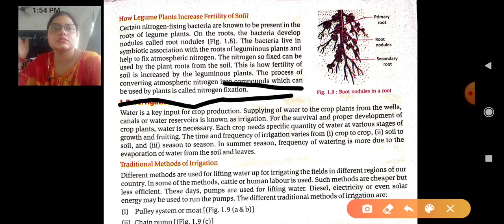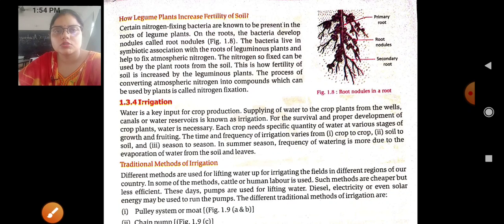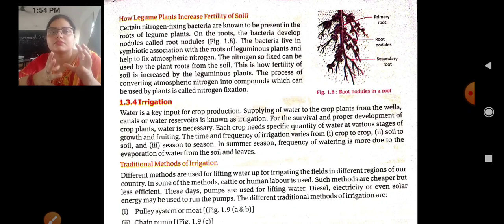So all these are the things which help to increase the fertility of the soil, that is, the legume plant. In the legume plant, certain nitrogen fixing bacteria are present in the roots. On those roots the bacteria develop nodules, which are called root nodules because they are developed on the roots with the help of the bacteria. The bacteria live in symbiotic association in the root, and they help to take the atmospheric nitrogen.